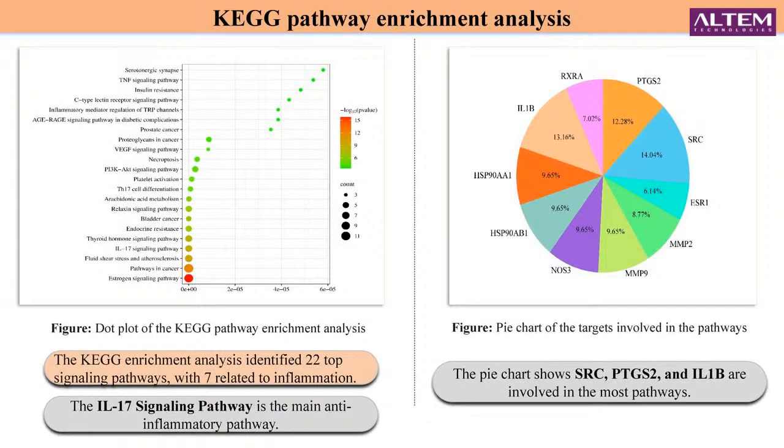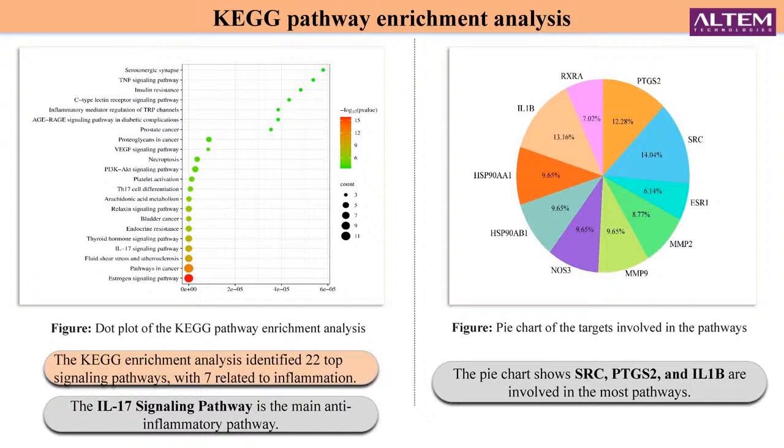Then we performed the KEGG pathway enrichment using the Cobus, and the figure on the left shows pathways classified according to the p-value from small to large, of which 7 pathways were related to inflammation. Among the inflammation related pathways, we found that the interleukin 17 signaling pathway has the highest enrichment degree.